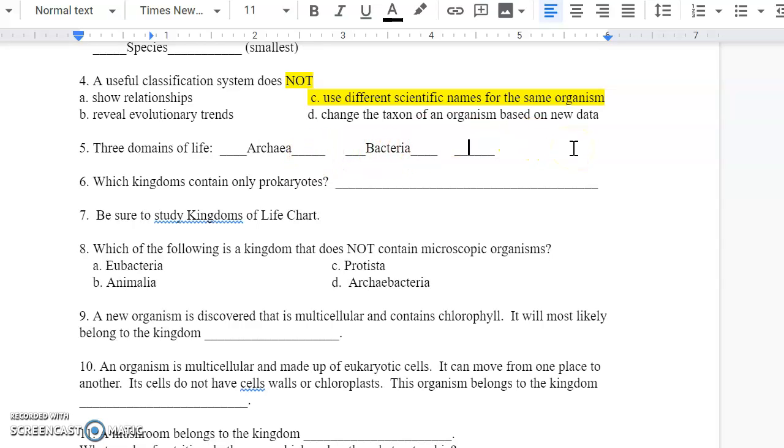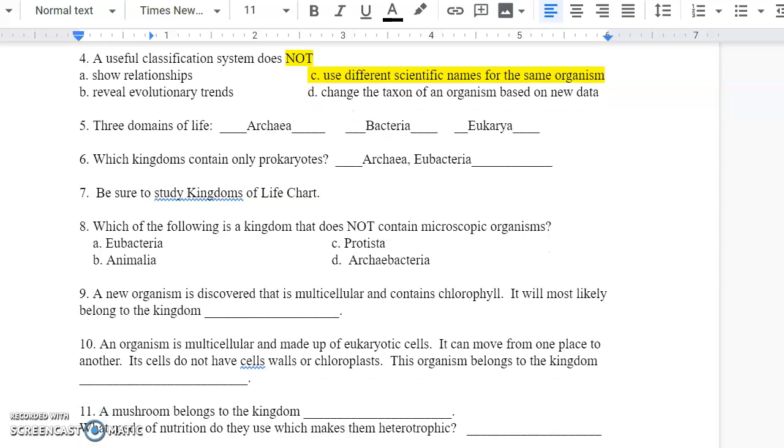And then all the other things, all the eukaryotes in the world, fit into domain eukarya. So we have 3 domains: archaea, bacteria, and eukarya. So which kingdoms contain only prokaryotes? Again, that would be our bacteria, so it's going to be our archaebacteria and eubacteria. And it says, be sure to study that Kingdom of Life chart that we filled out together in class. You also have that PowerPoint that you can look at.